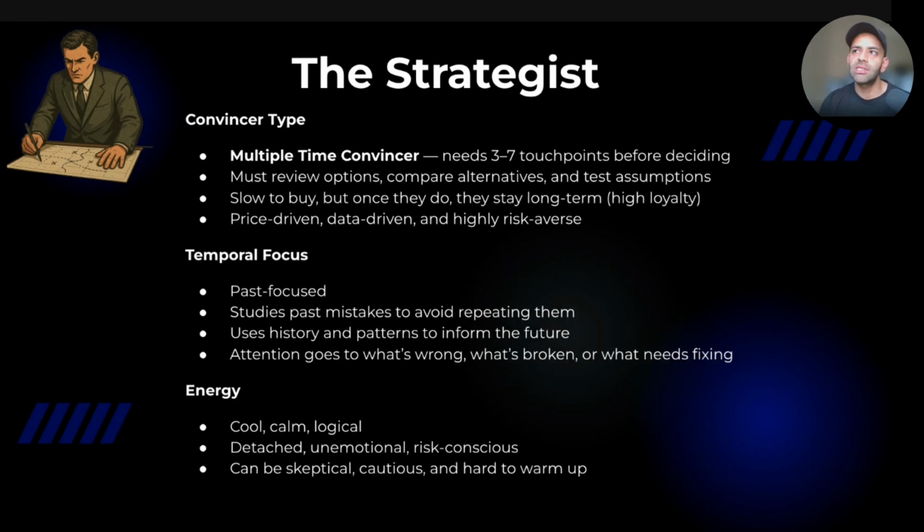Now, convincer type for the strategist is a multiple time convincer. Typically, they need 3 to 7 follow-ups. And I'm not even joking when I say that. They're just going to need that many touch points before making a decision because this is just how they process information. They need to speak to you, go home, do some research, read through emails, look up testimonials, watch more videos, understand the service offering to a very detailed extent before they actually make that final call.